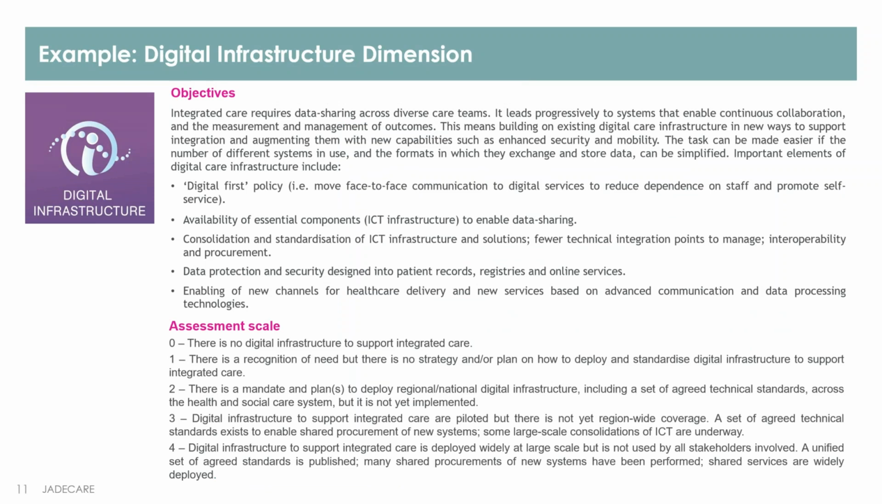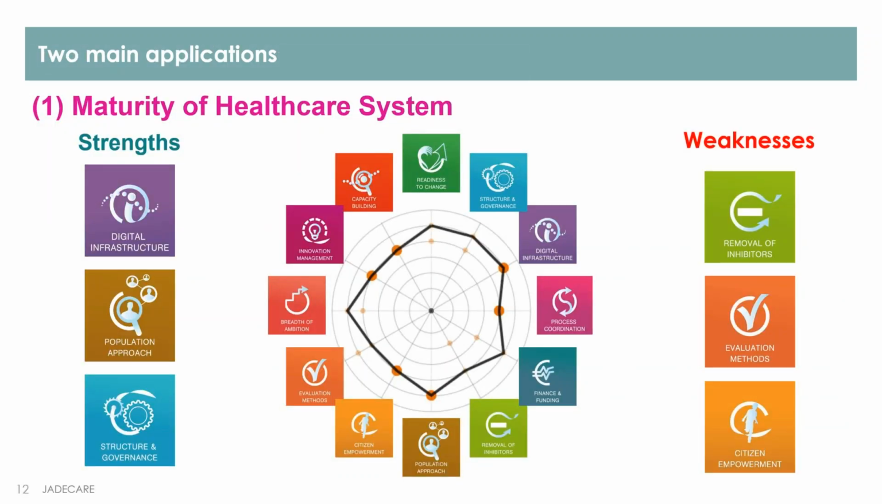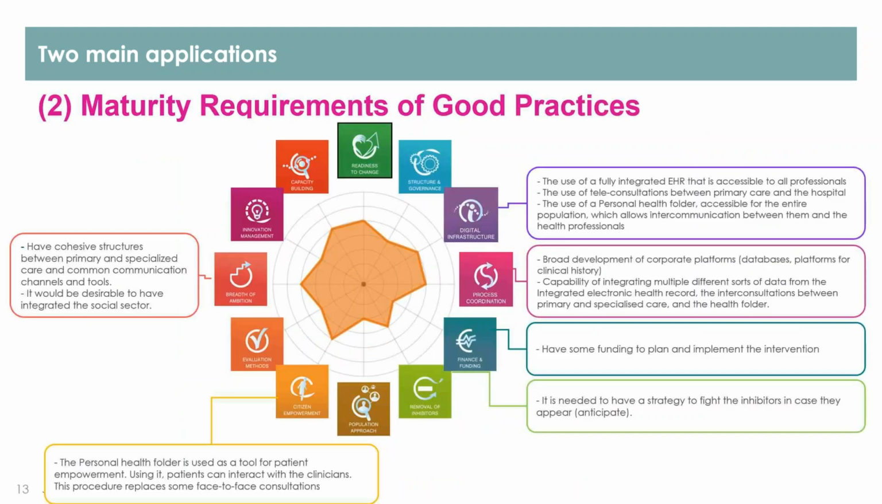And each of the dimensions, as I said, has a narrative with detailed information of its objectives and an assessment scale. This is the example of the digital infrastructure dimension. And it has 2 main applications. The first one, to assess the maturity of a healthcare system. And once we enter the scores and the justifications, the features justifying those scores, we can identify weaknesses and strengths to advance on the deployment of integrated care.